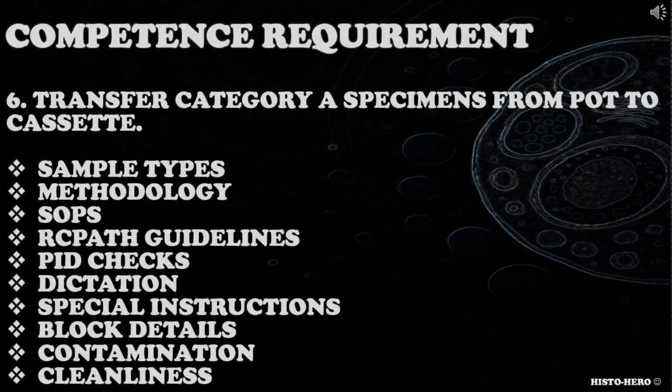The sixth competence requirement is for you to transfer Category A specimens from pot to cassette. What are Category A specimens? Do you perform specimen transfer in your laboratory? What are the key things that need to be performed during the sample transfer? Consider description, special instructions, block details, PID checks, contamination, cleanliness, and so on. Also consider specific examples from your practice and how you approach them during specimen transfer.